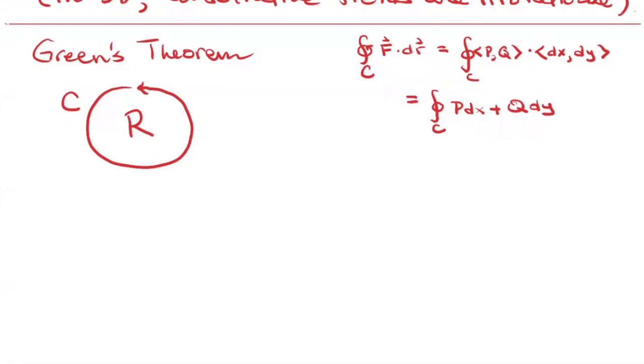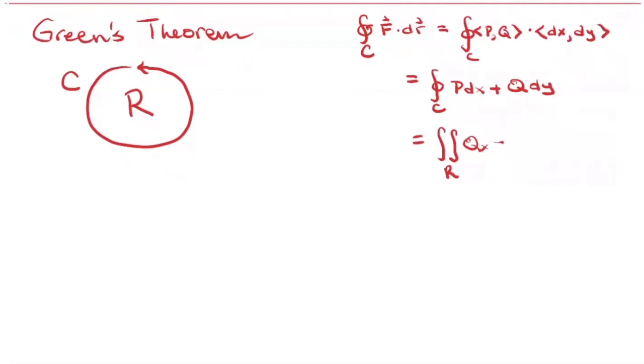And Green's theorem just says that this can be converted to a double integral over the region inside of Qx minus Py dA. I got some funny spots on my screen where the pencil doesn't work well. Okay, so we're going to try and get some meaning out of this now.